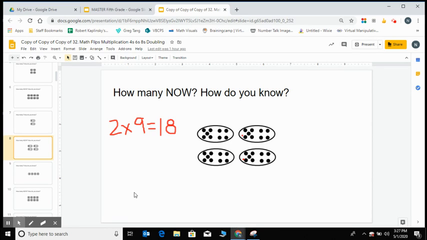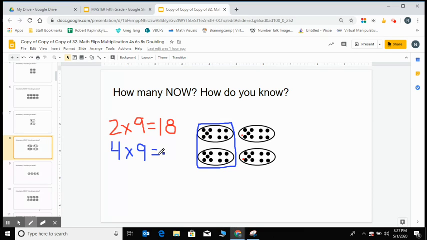Okay. All right, I'm looking now at this screen, and I'm going to use a different color. On my last screen, I had two groups of 9 was 18, and I'm going to box in the two groups of 9 that was on my last screen. So if I know that 2 times 9 is 18, how can I use 2 times 9 to help me with this image? Well, I know this image isn't showing me 2 groups of 9. This image is showing me 4 groups of 9.